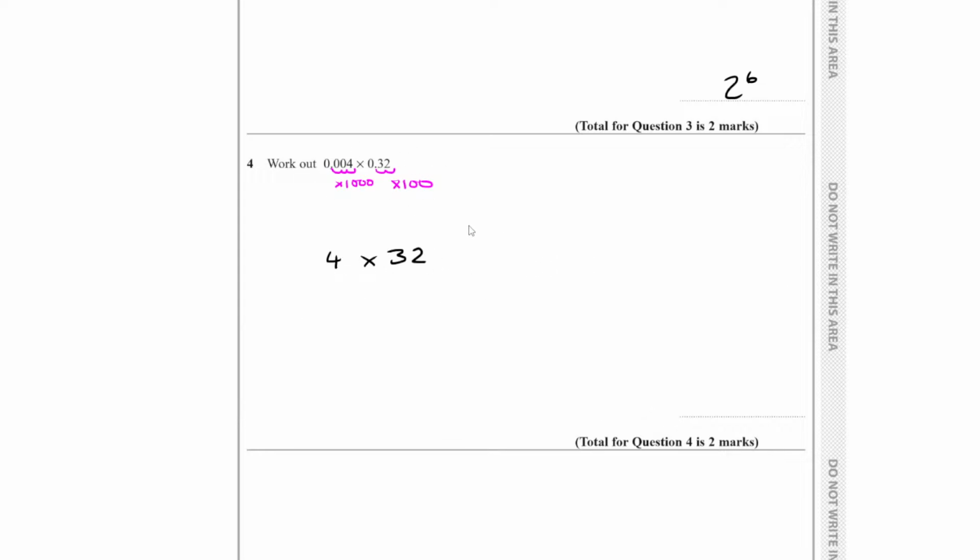Obviously, if we're going to make the two numbers bigger, we're at the end having to make them smaller again. So that's why I've written those there in pink. You can multiply this however you want. I just basically doubled it and doubled it again.